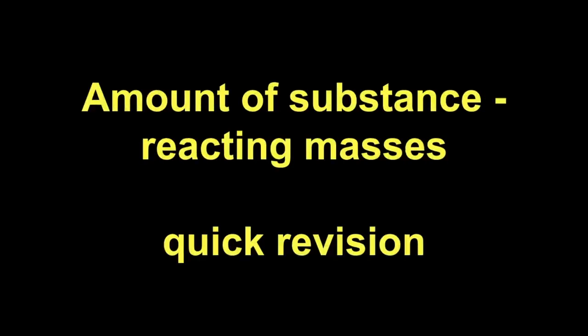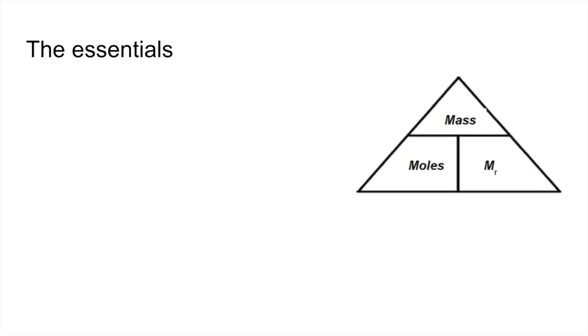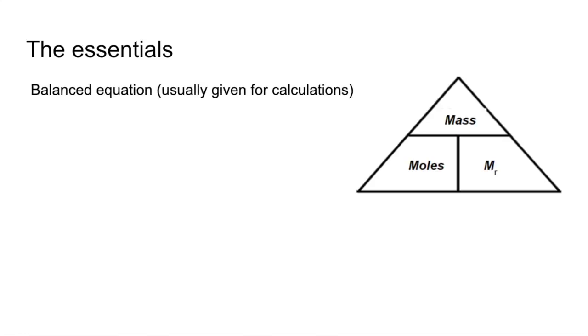Quick revision video on amount of substance calculations involving reacting masses. So we'll start with the essentials. First thing, the formula triangle that links mass, moles and MR. Now these calculations are often based around balanced equations, and the equation will be balanced for you in the exam paper. That's because if you make a mistake balancing the equation, that's obviously going to feed into your answer.